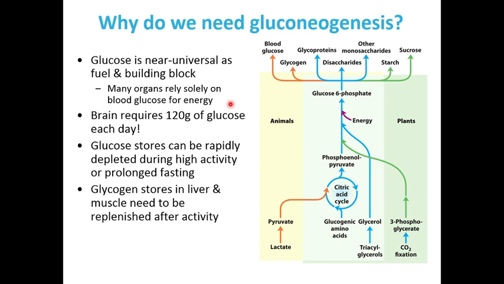Glycogen stores in liver and muscles need to be replenished after activity. And finally, mammals cannot convert fatty acids to sugars. And these are the reasons why we need the process called gluconeogenesis. And it is literally nothing but formation of glucose from all the byproducts that were originally formed via glycolysis.